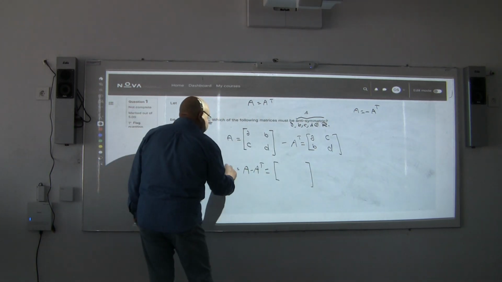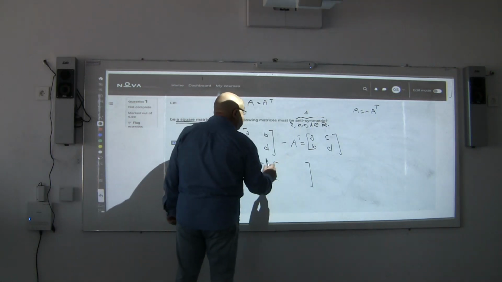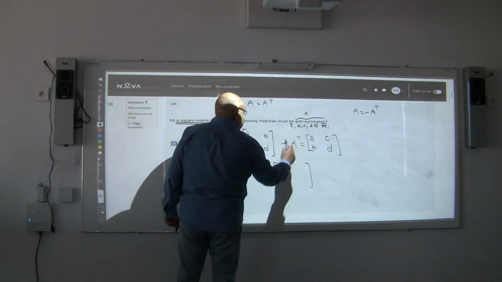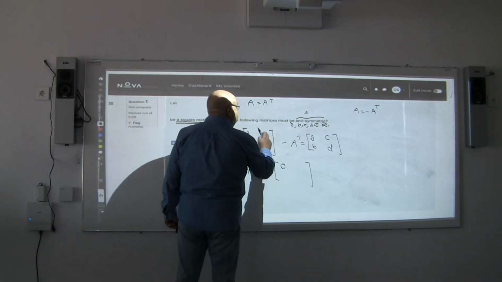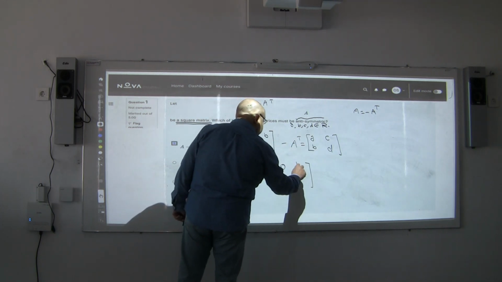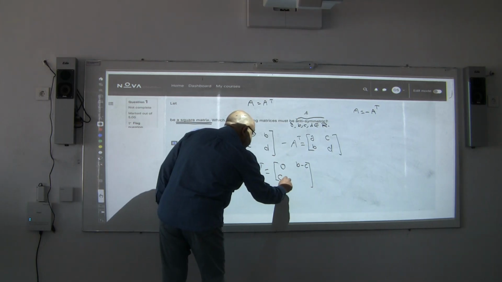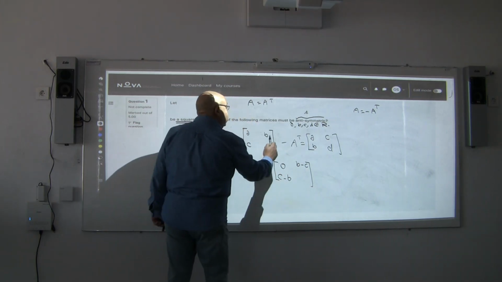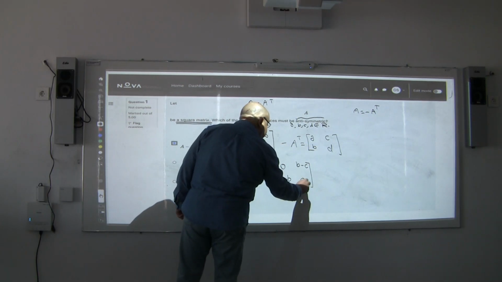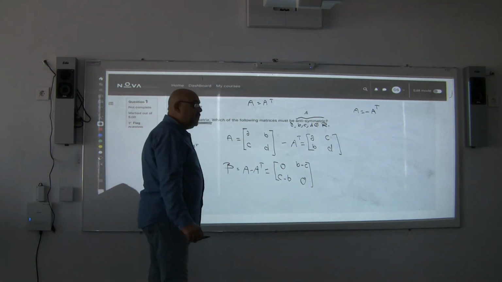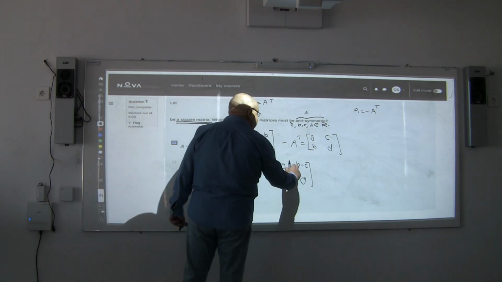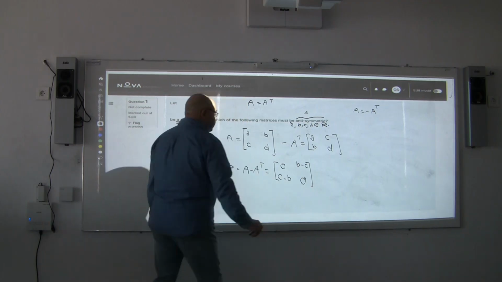That's a new matrix, which is called B. Okay, A minus A, it's going to be 0. B minus C, here we go. Okay, C minus B, then D minus D, which is going to be 0. Okay, remark that I have B minus C and that's C minus B.